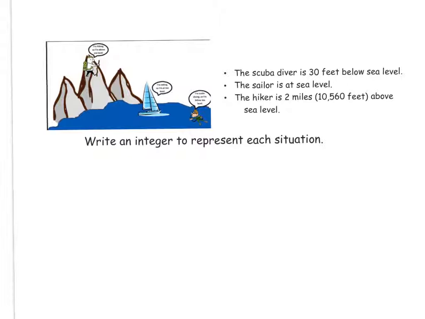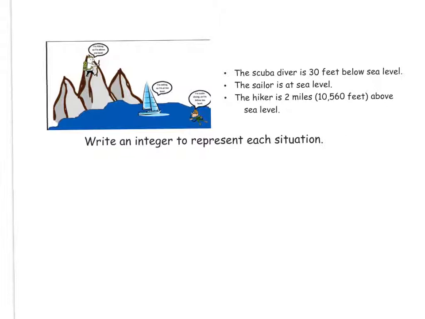Another place you see and hear about integers is talking about above sea level and below sea level. So sea level is that normal level of where the water should be. So if the scuba diver is 30 degrees below sea level, and the sailor is at sea level, and the hiker is 2 miles above sea level, let's write integers.